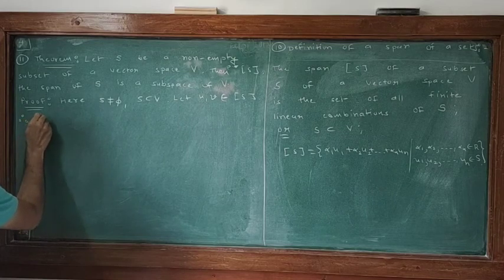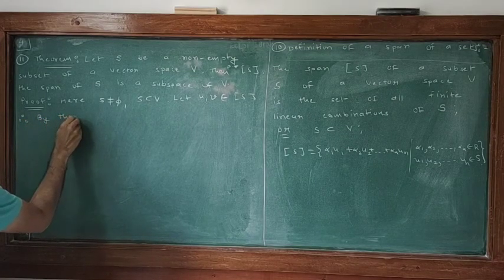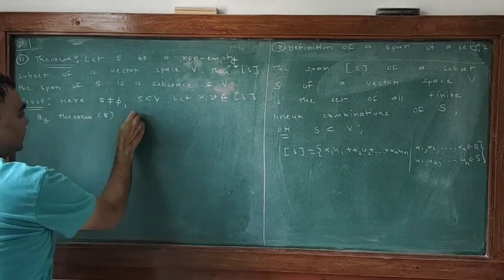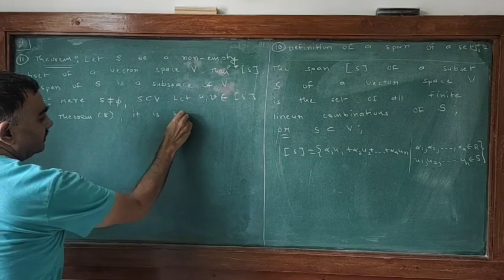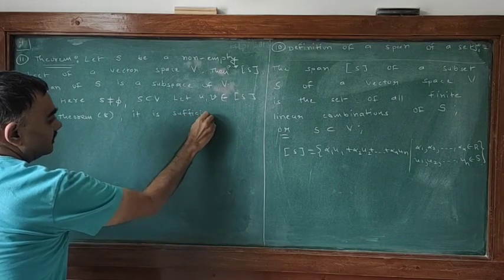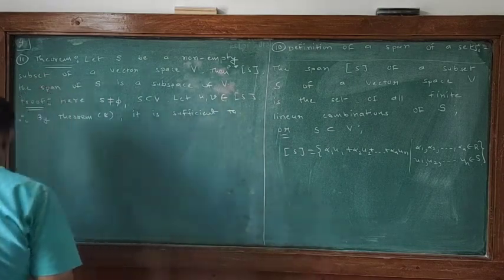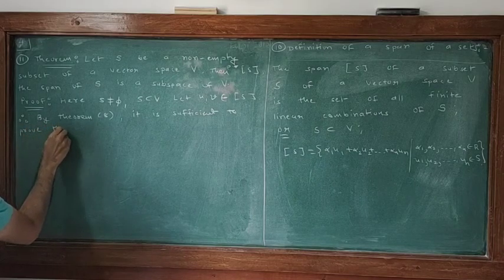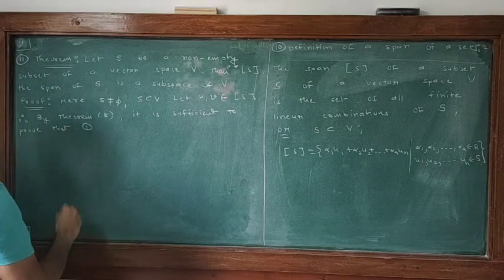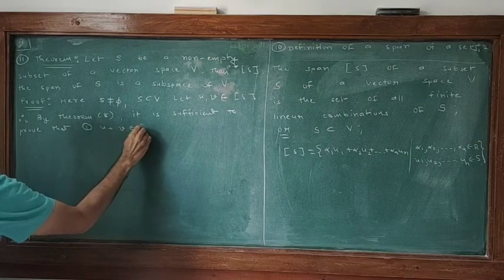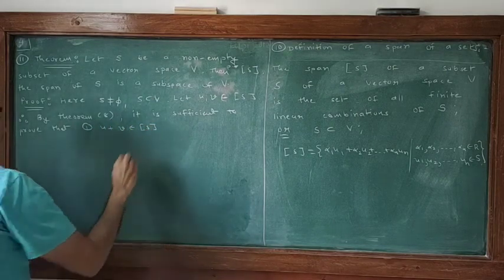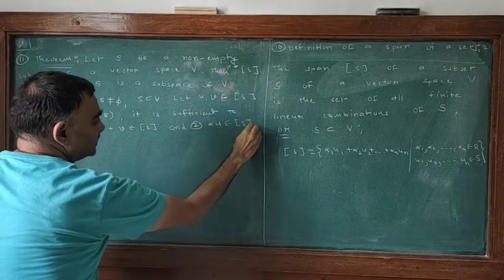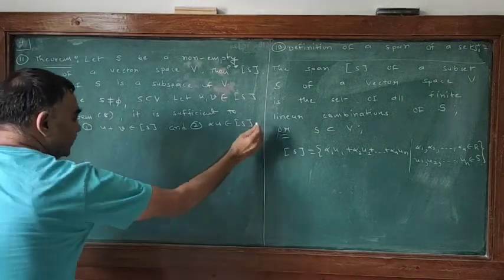Therefore, by theorem 8, it is sufficient to prove that u plus v belongs to span S and alpha u belongs to span S for all scalars alpha.